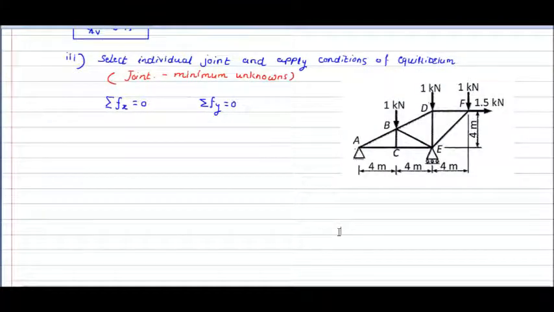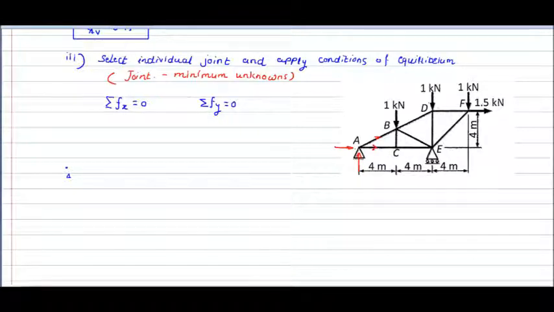So now here, first of all I will draw all these forces and points and their free body diagram. We have to select an individual joint. First I am going to take point A. When I draw the free body diagram, I will have to show the force in member AB, the force in member AC, and the reactions acting at A, that is vertical and horizontal. So all these forces should be shown over here.